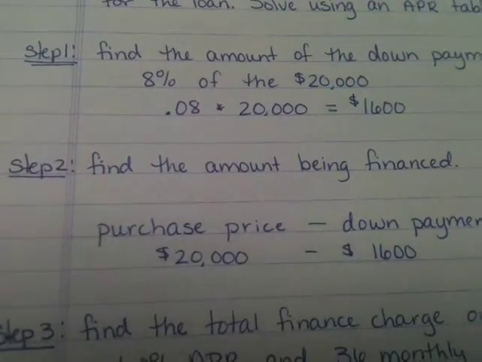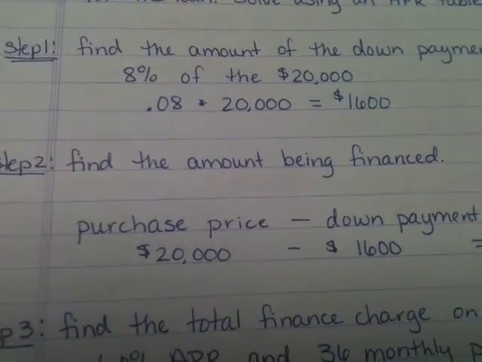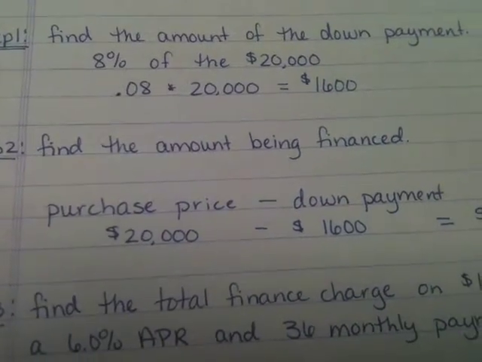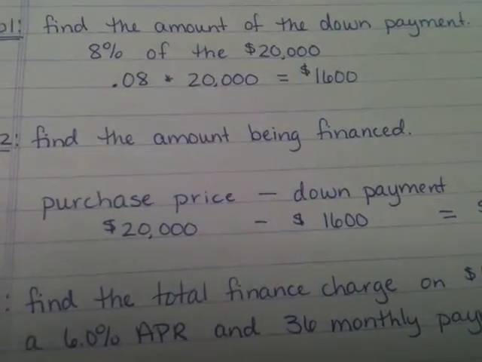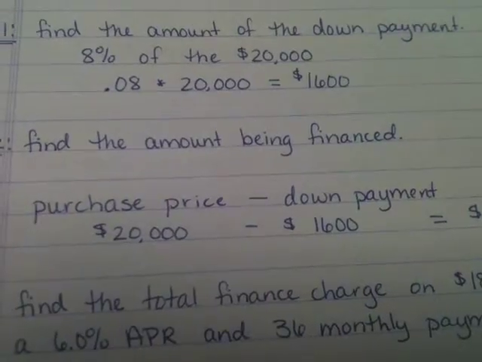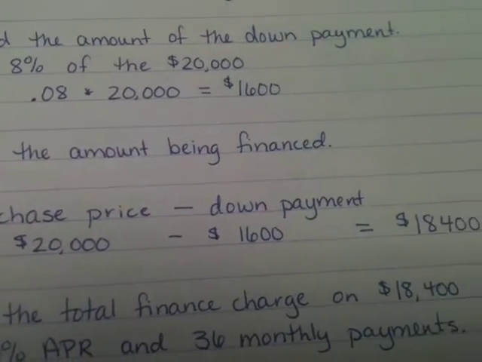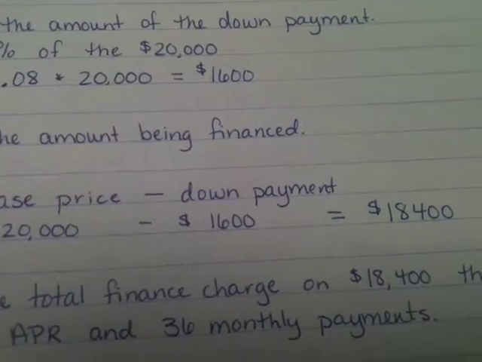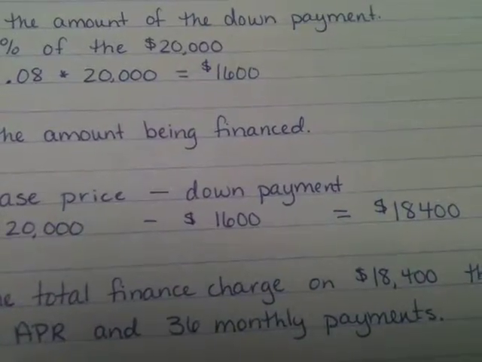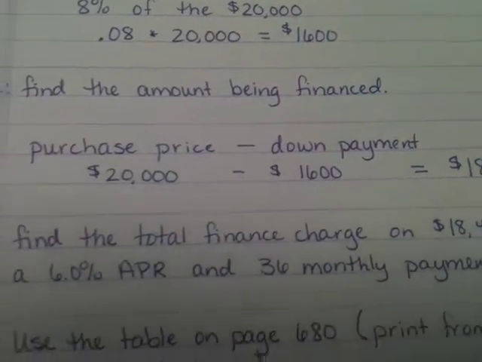Step 2 is to determine the amount actually being financed. This will be the purchase price of $20,000 minus the down payment of $1,600, which will leave $18,400 for the amount being financed.